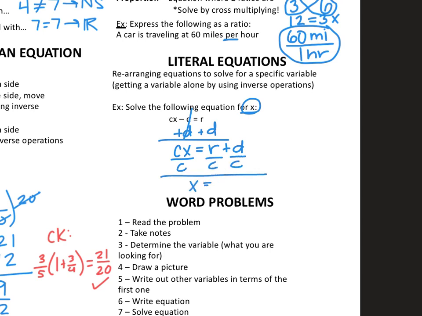And we are left with x is equal to, again, we don't know what these terms on the right side are. We don't know if they're like terms, so we're going to leave it as is. R divided by c plus d divided by c. So the goal, if it ever says solve for x, you always want to make sure you get whatever variable this one is alone.